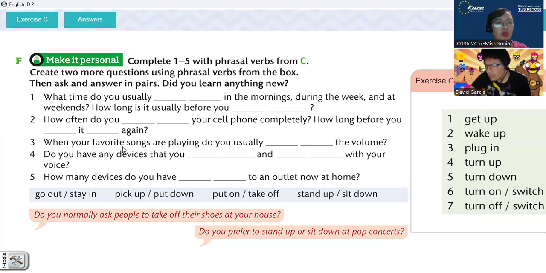Okay. When your favorite songs are playing, do you usually turn up the volume, because you like them, right? Do you have any devices that you turn on and turn off with your voice, no? Like yesterday we were talking about the voice activated speakers, no? How many devices do you have to enable it now at home? How many devices do you have?